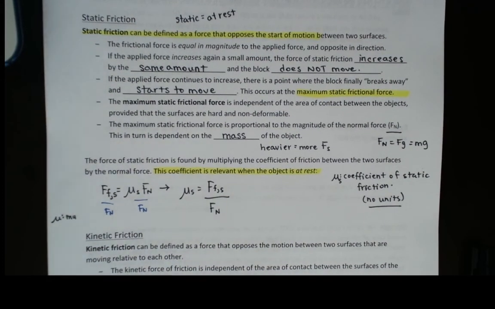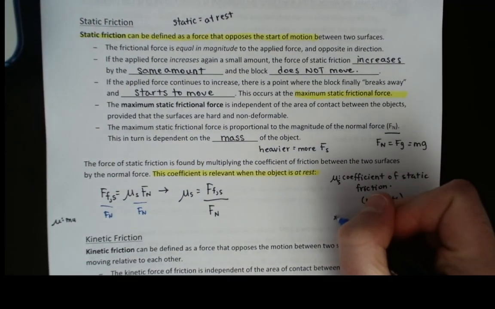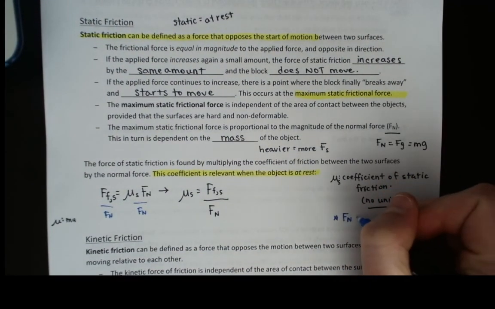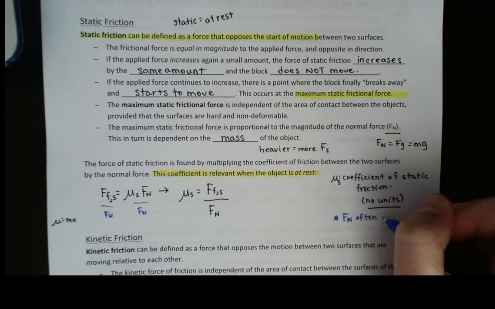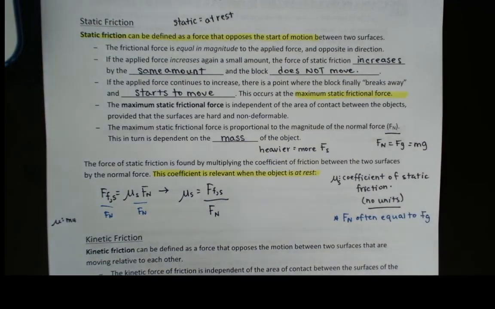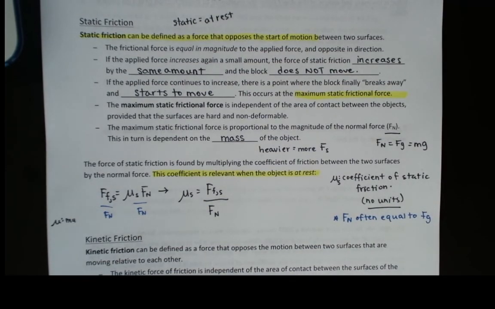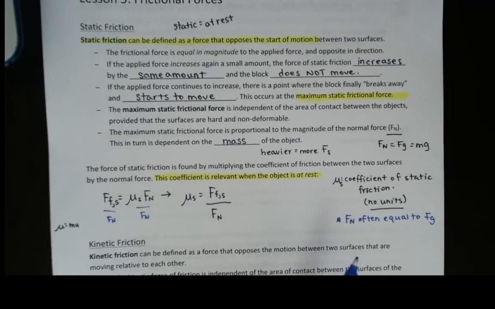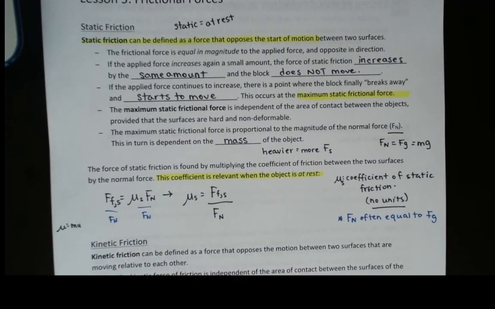We also need to keep in mind that Fn is often equal to gravity. So as long as you know how heavy the object is, you can figure out the coefficient of friction, or you could figure out friction. We'll look at how we use this equation in example problems on the next page. So the main takeaway for static friction is that it's for objects that are at rest. They're not moving, they are sitting in one spot.